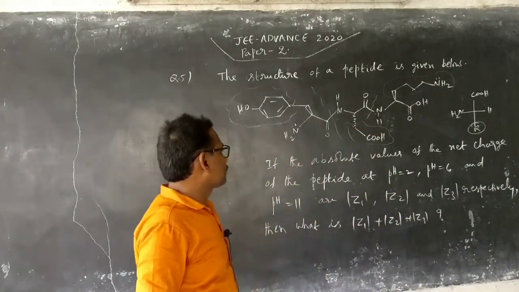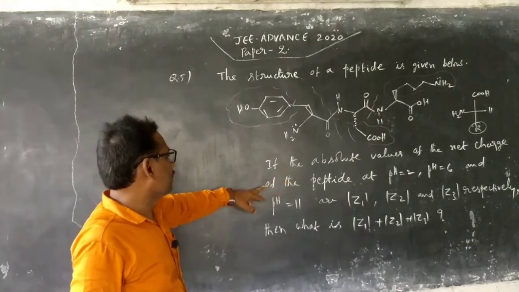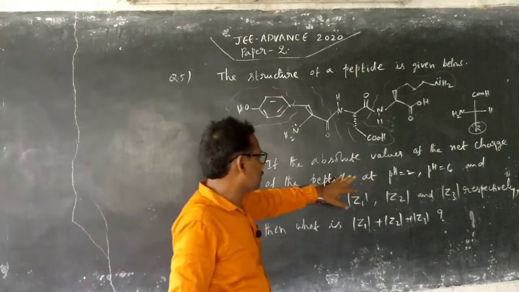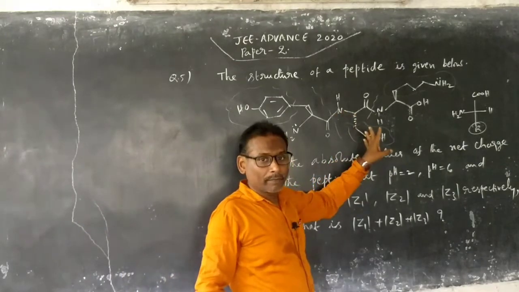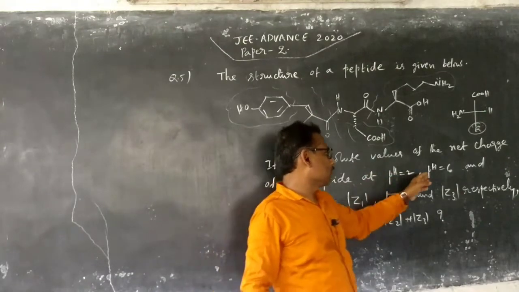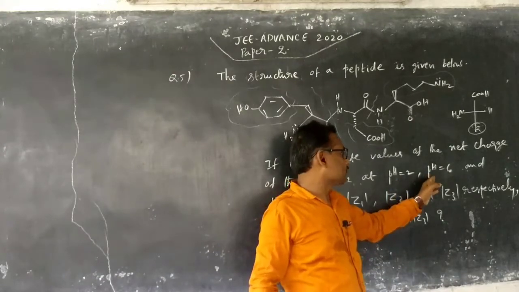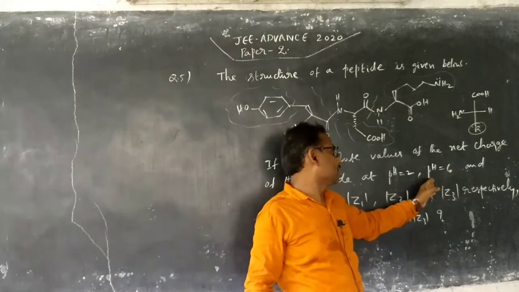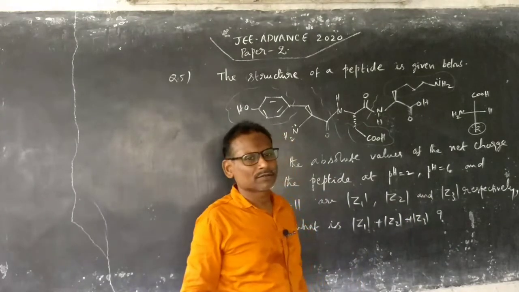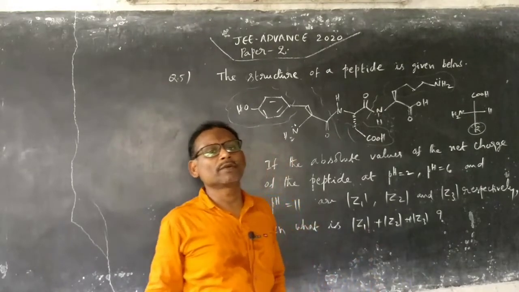Okay. So now the question is about the absolute values of the net charge of the tripeptide in different media. At pH 2, what are the charges? At pH of 6, what is the net charge of the tripeptide? At pH of 11, what is the net charge of this peptide? That is the question. Normally there is an influence of pH over these amino acids.